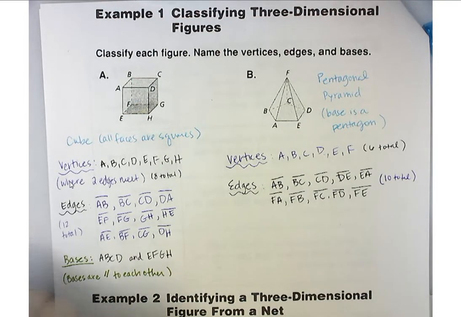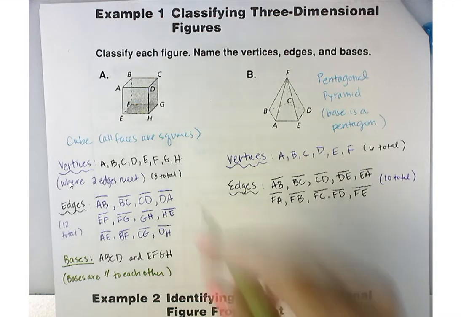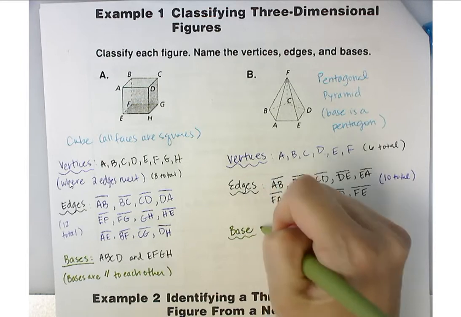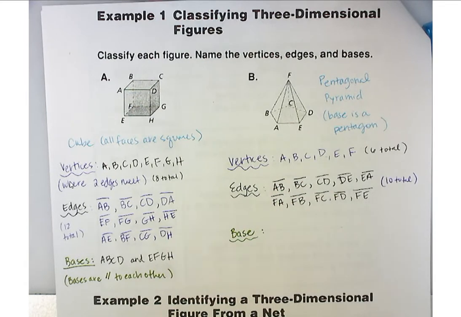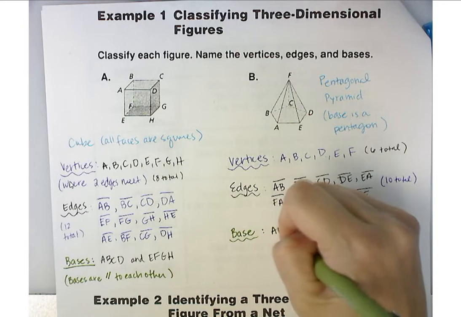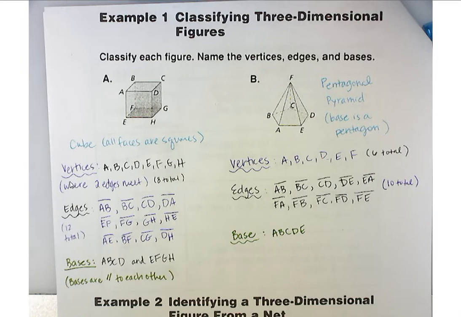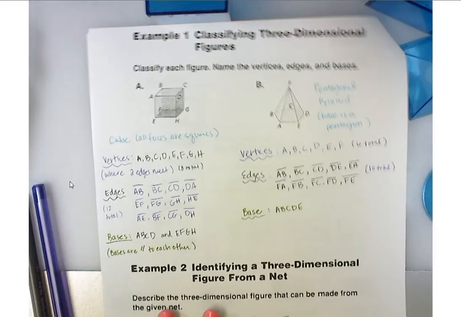Alright, and then we're going to do the base. Xavier, what would we call the base for this one? The name of the pentagon is just going to be the vertices that created it. Yep, so it would be A, B, C, D, E. Now for a pyramid, the base isn't going to be parallel to anything because you only have one base. So one base for a pyramid.